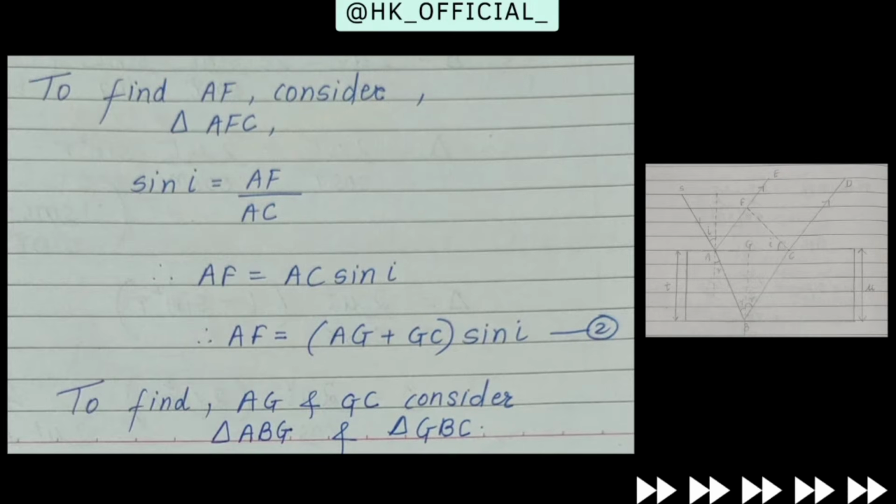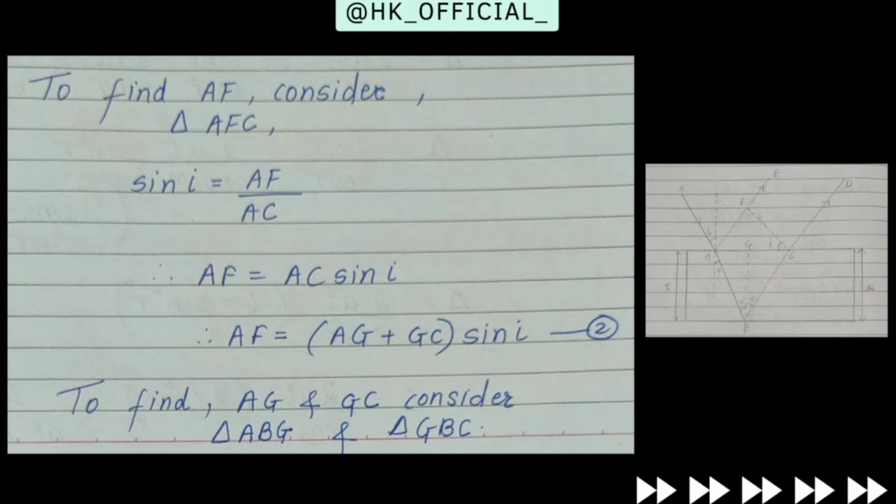For finding AF, we have to consider triangle AFC. In triangle AFC, as you can see in the diagram, we now have to find the sine of the angle. Remember what you have to find. In the first step, we found cos of the angle. In the second step, while finding AF, you have to find sine of the angle. So keep it in mind. We know sine is nothing but opposite side upon hypotenuse. So sine I in triangle AFC is AF upon AC. Then AF will be equal to AC into sine I.